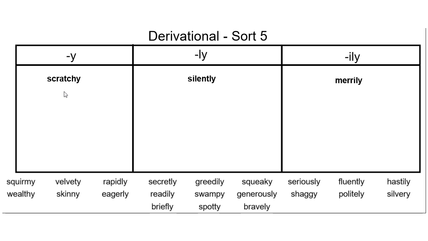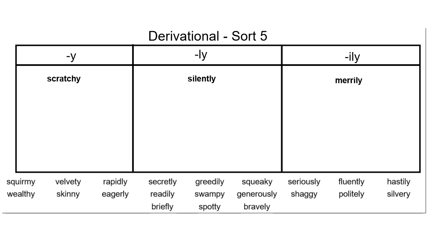A suffix will change the meaning of the word. For example, we have the base word scratch. When I add the Y to the end, it changes the word to be an adjective. An adjective is a word that describes a noun. For example, the scratchy sweater. Sweater is the noun, scratchy is the adjective that describes that noun.